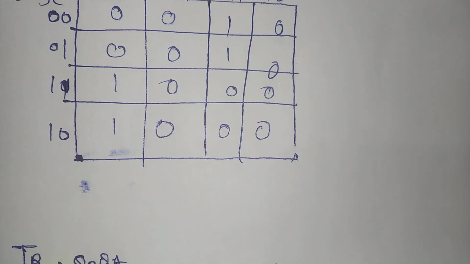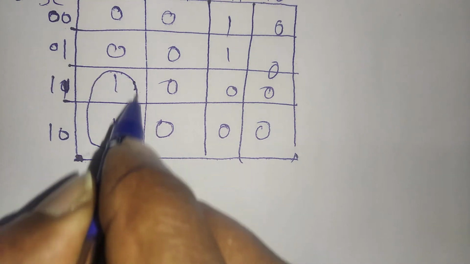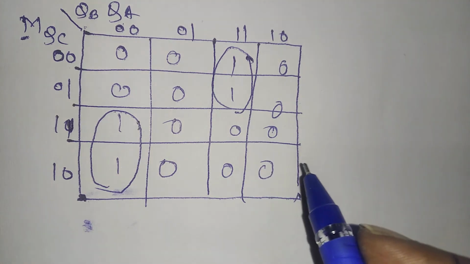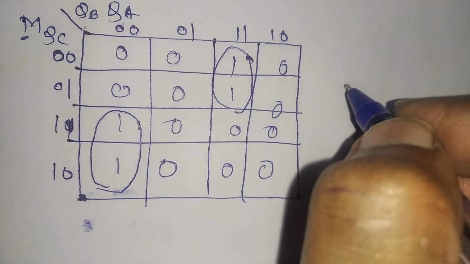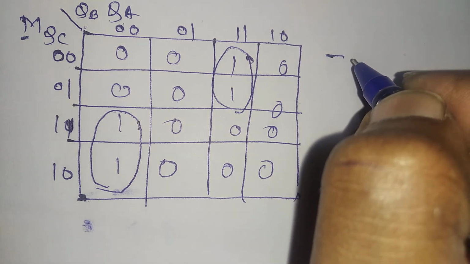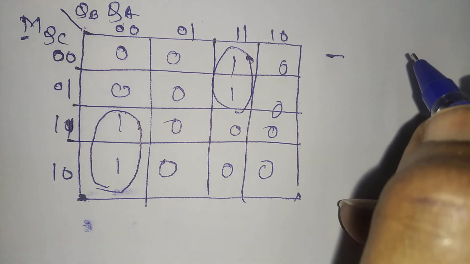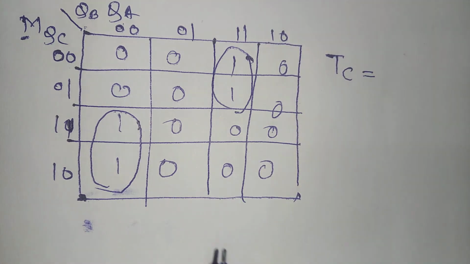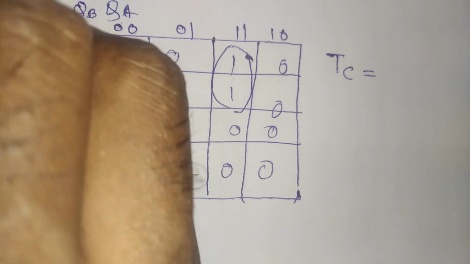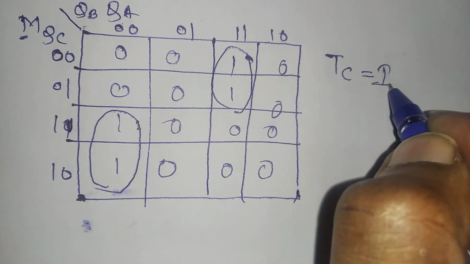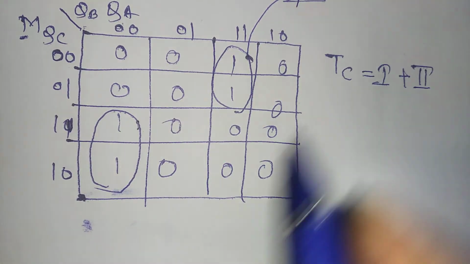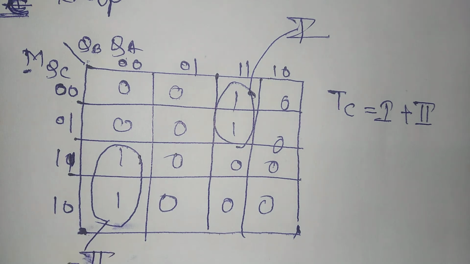So in this case you can pair these two adjacent cells, okay, and these two adjacent cells. So you can get the equation for TC. First of all I will solve the K-map for TC. TC is equal to group 1 plus group 2. So let us say this is group 1 and this is our group 2.